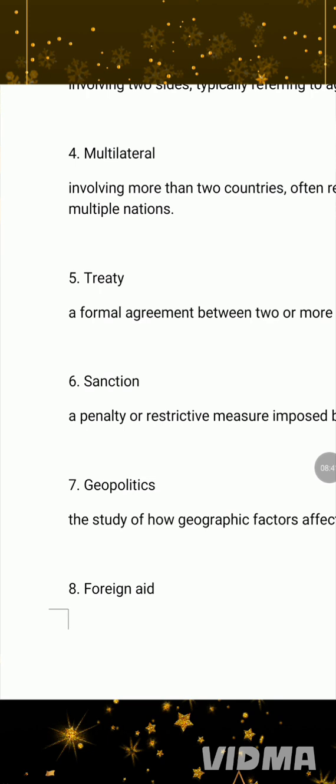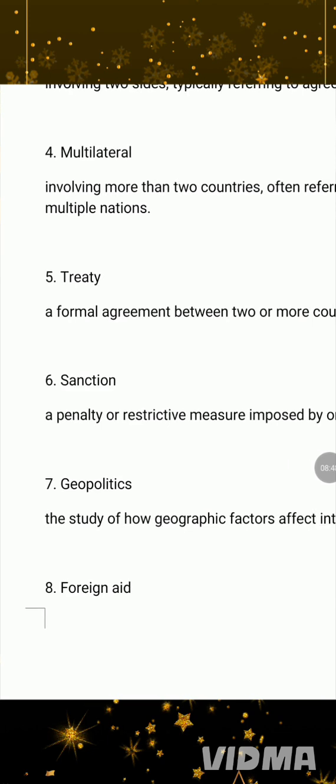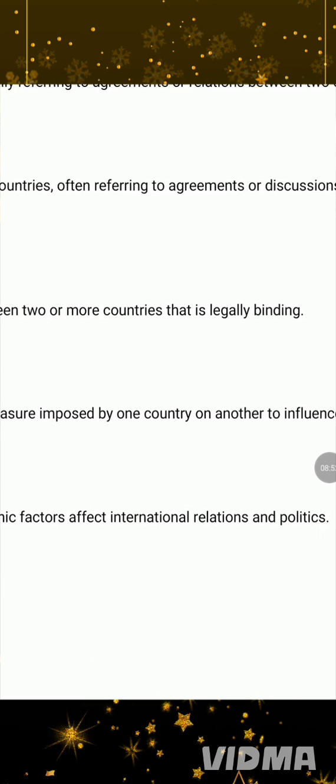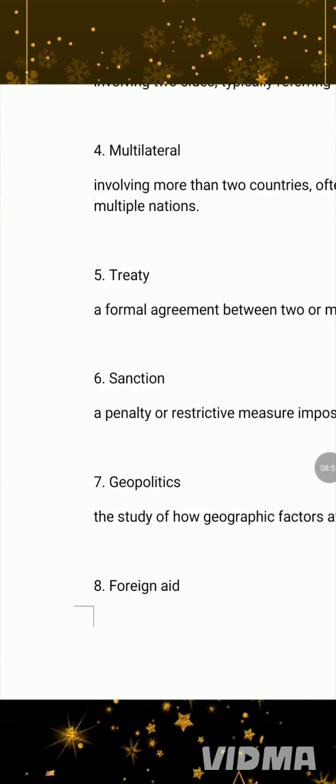It's a sanction. All right, number 7, geopolitics. The study of how geographic factors affect international relations and politics. Now, geo means geography, then politics means affairs of the state. So, the affairs of state within a particular geography is defined as geopolitics. For example, Nigeria being in West Africa is a member of ECOWAS. What is ECOWAS? Economic Community of West African States.